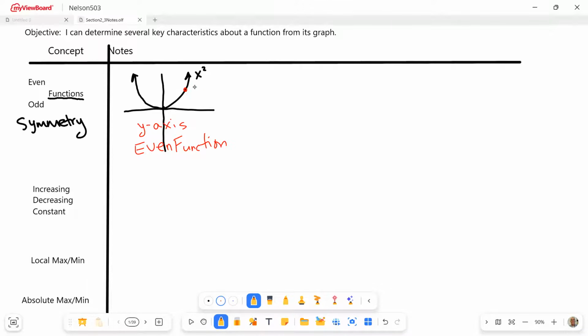But remember that if we have some point x, y over on this function, there's got to be a negative x comma y. And it's easy to get mixed up. It's weird that it's symmetric about the y-axis, but we're changing the sign on the x. If you just think about it visually, I hope that makes sense.